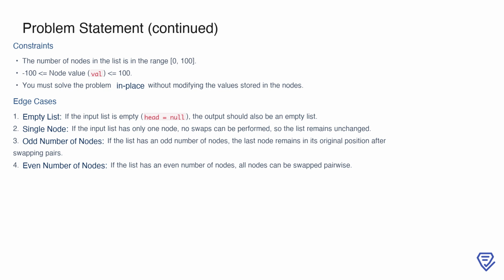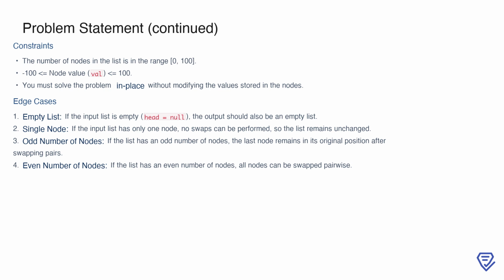The number of nodes in the list can range from 0 to 100, and each node's value is within the range of -100 to 100. Importantly, you must solve the problem in place, meaning you can only rearrange the node connections without creating new nodes or modifying the values stored in them.